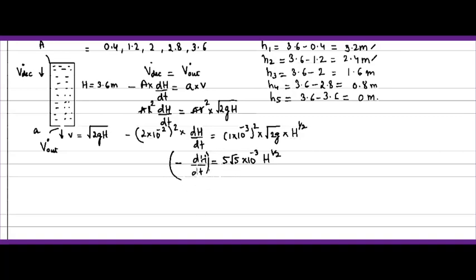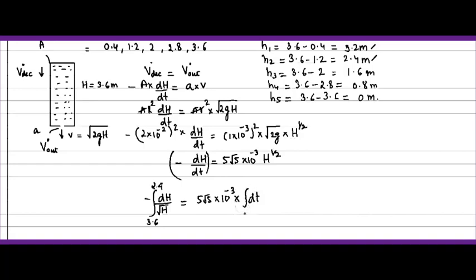So we can calculate that time period from this equation. You can see that we can write this equation like this. This will be minus dh whole divided by, we can bring this under root h here, and you can see here the h will simply vary from 3.6 to 2.4. Then this will be simply equal to 5 root 5 into 10 raised to the power minus 3 into dt.